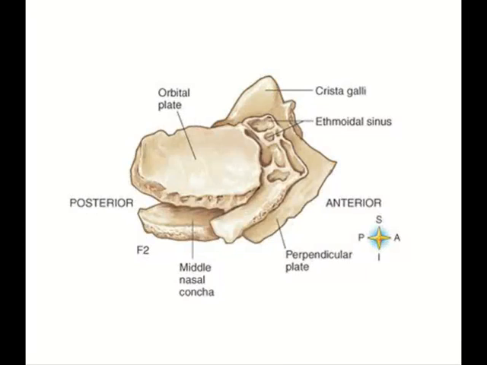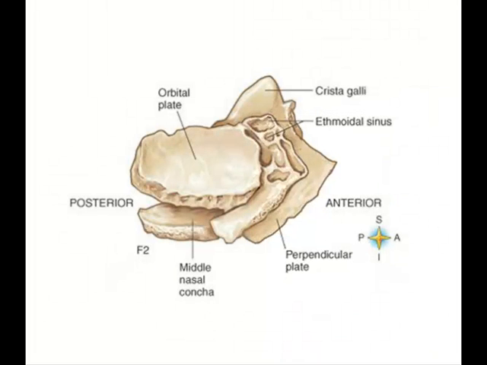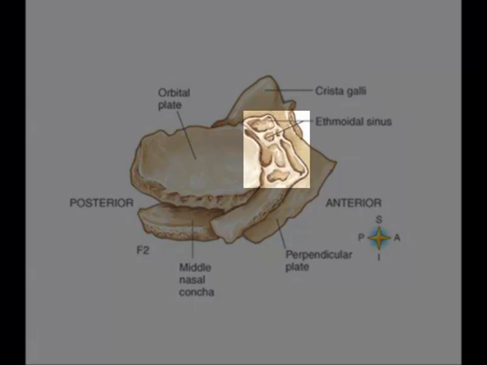On the lateral view, note the oval-shaped orbital plate, which is the colored visible portion on the skull outline that we saw earlier. In the midline below the cribriform plate, the long, thin portion is the perpendicular plate, flanked on both sides by the superior and middle nasal concha. The air cells of the ethmoid bone are located on both sides of the cribriform and perpendicular plates.